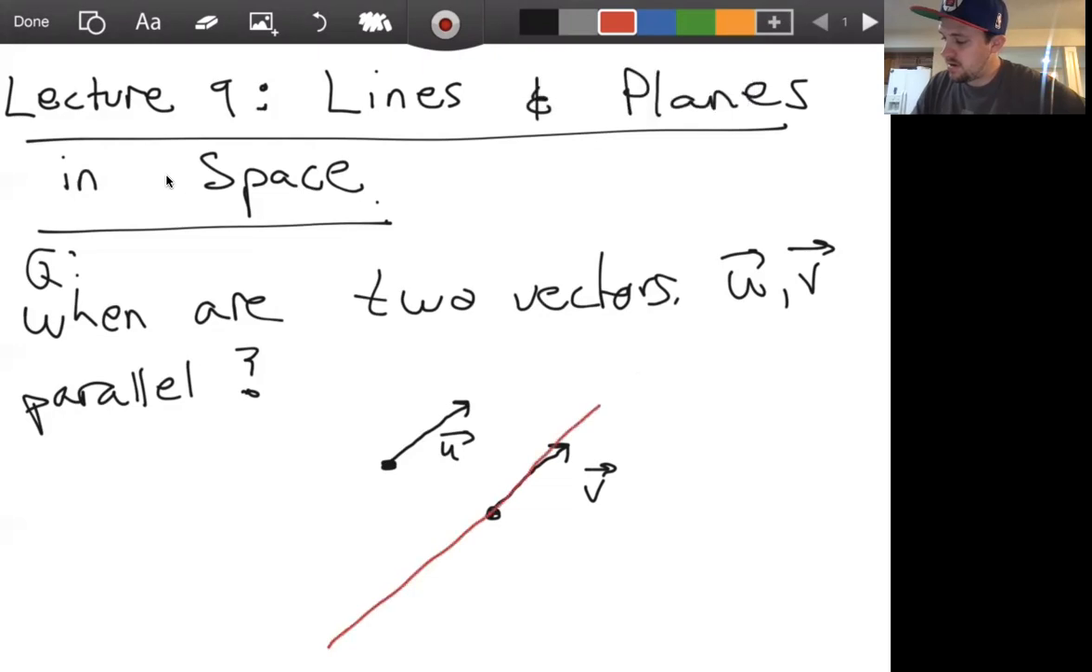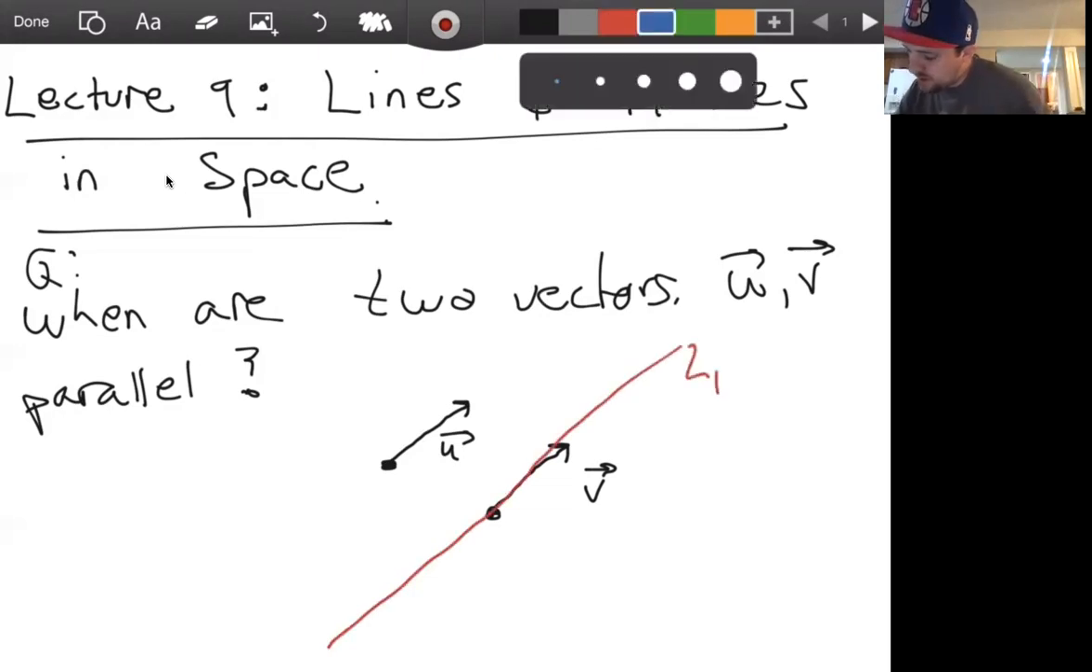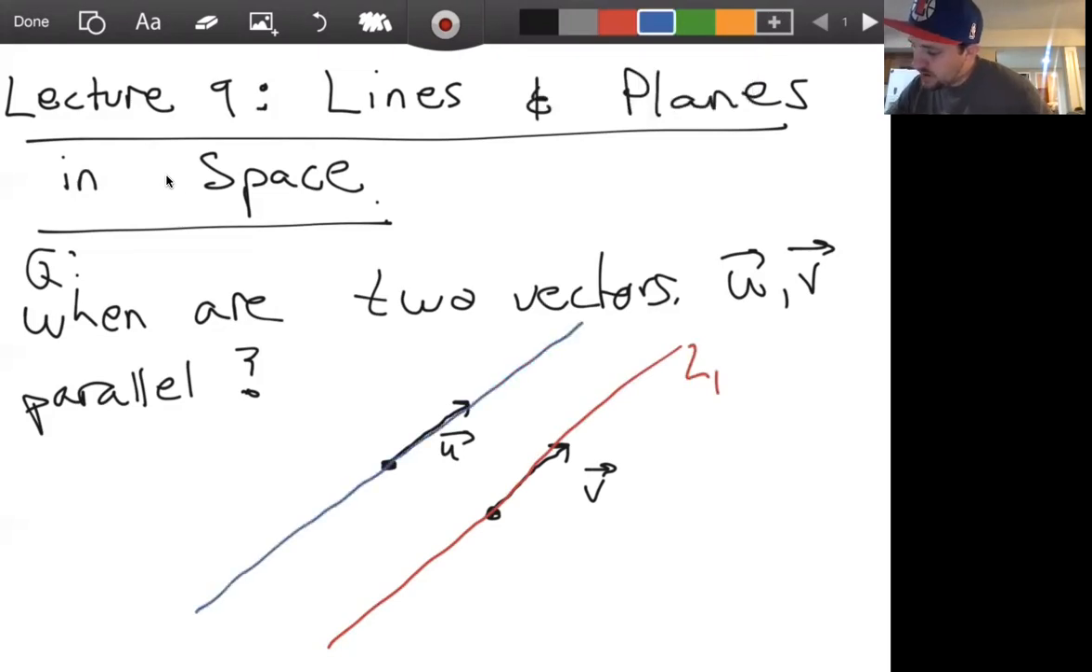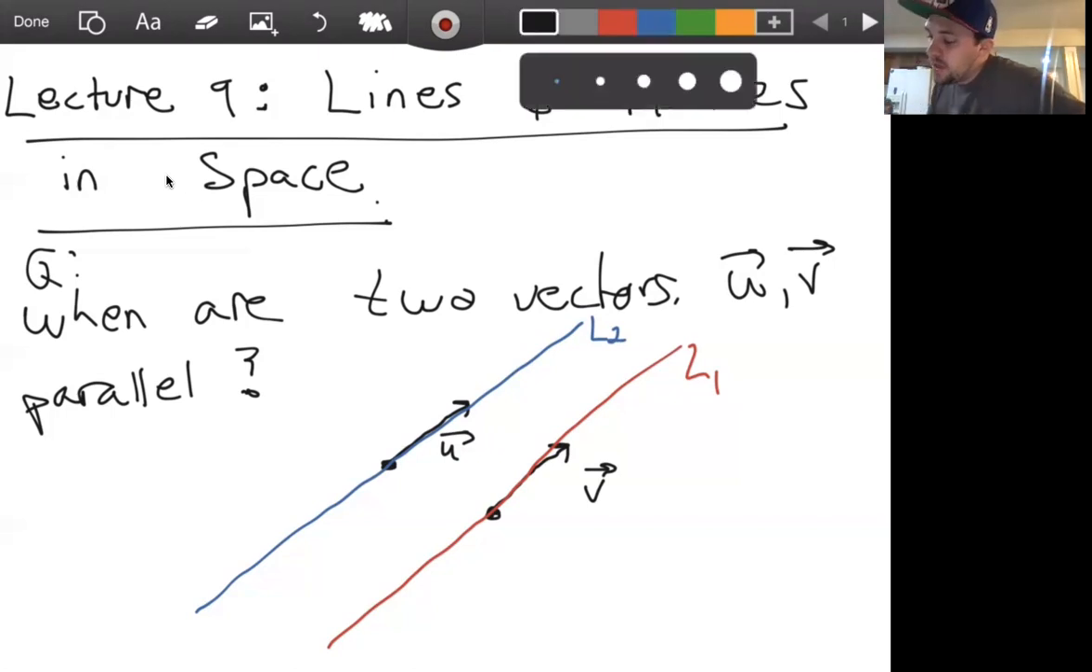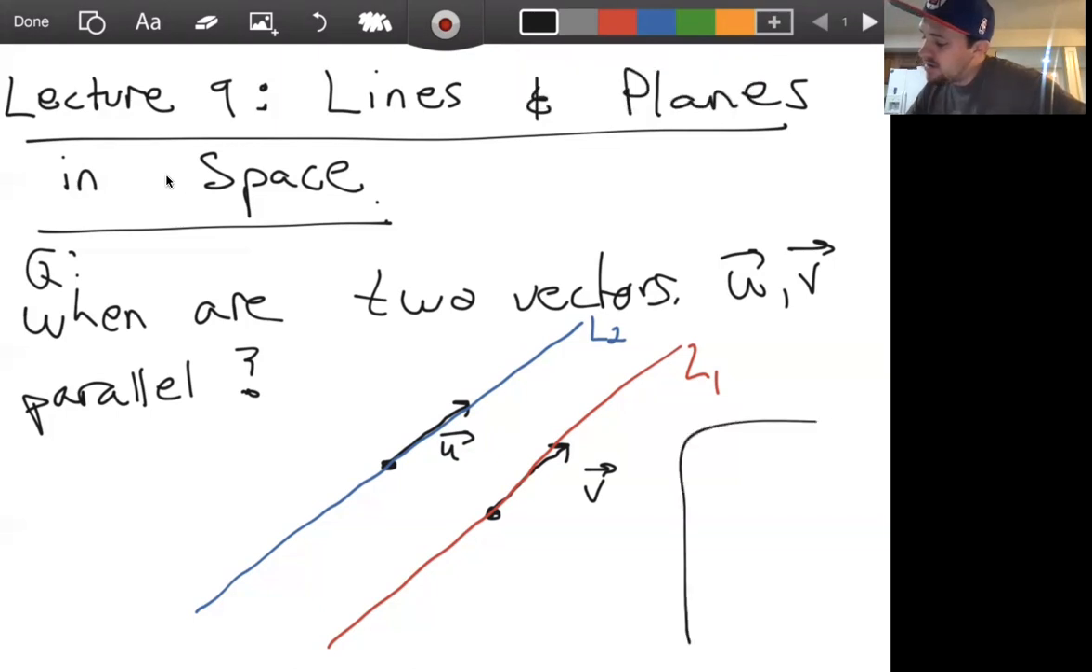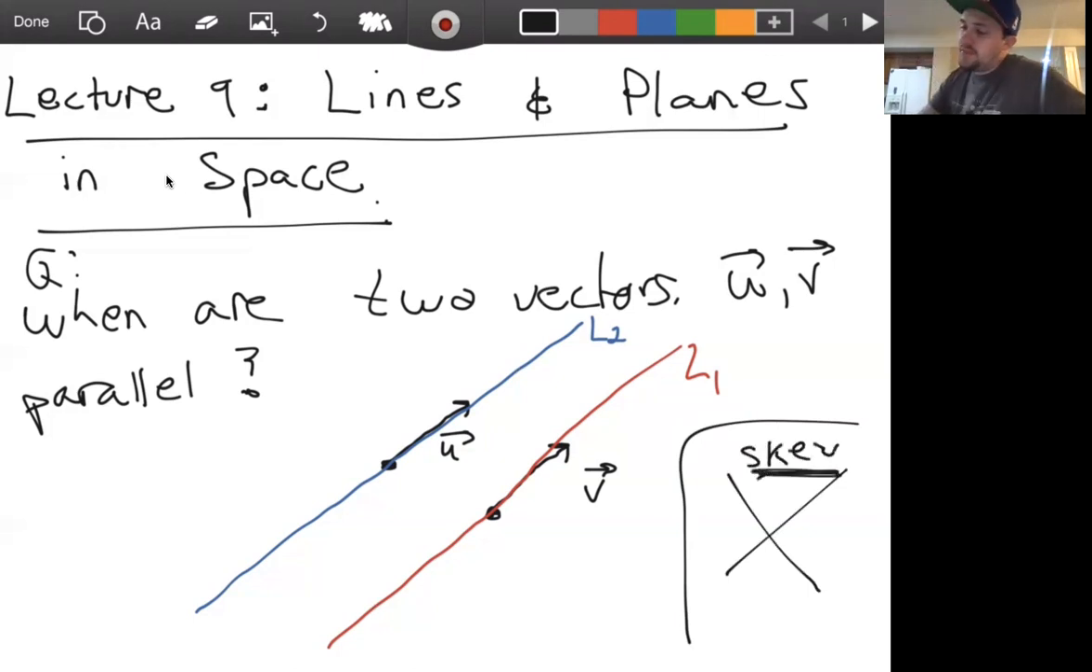So here could be like L1, and we have some other line L2. And we say, okay, these vectors are parallel if the lines defined in the direction of these vectors are parallel. Okay, so we know what a geometric idea of parallel is. If they intersect somewhere, we say they're skew.